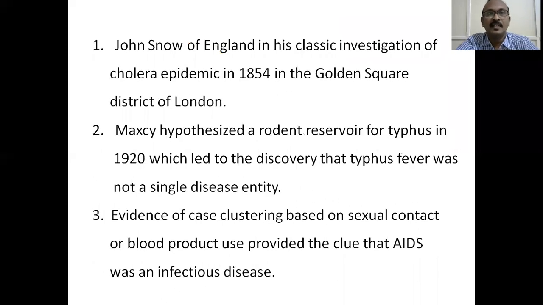The example is John Snow of England, who in his classic investigation of the cholera epidemic in 1854 in the Golden Square district of London found that a pump was responsible for the causation, and this pump is located in Broad Street in London. So the pump which was responsible for the spread of the infection, that is cholera, was isolated by John Snow, and he said that the water from this polluted pump or contaminated pump is responsible for the causation of cholera, even before the discovery of Vibrio cholerae as the causative organism of cholera.